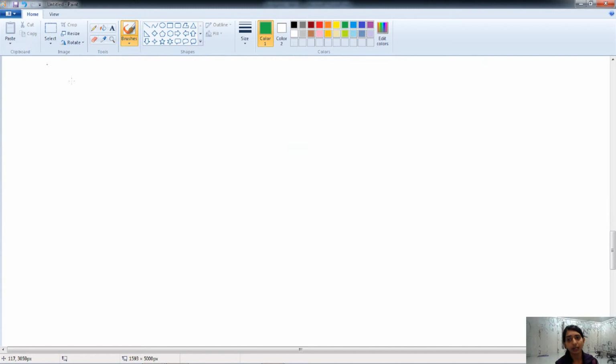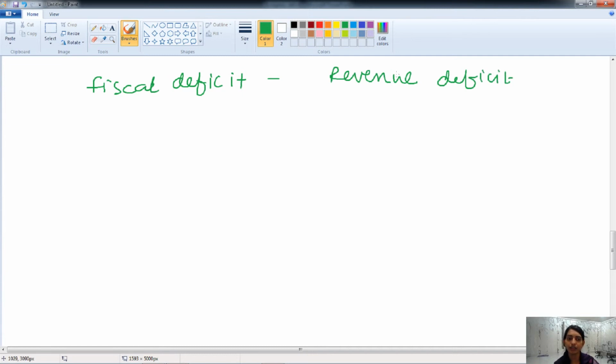Okay. Here there is a question: can there be a fiscal deficit without a revenue deficit? Yes, fiscal deficit can be without the revenue deficit. When the revenue budget is balanced, that is the revenue expenditure is equal to the revenue receipt, then the government has to borrow only the amount of the borrowing money. So the fiscal deficit can be without the revenue deficit.